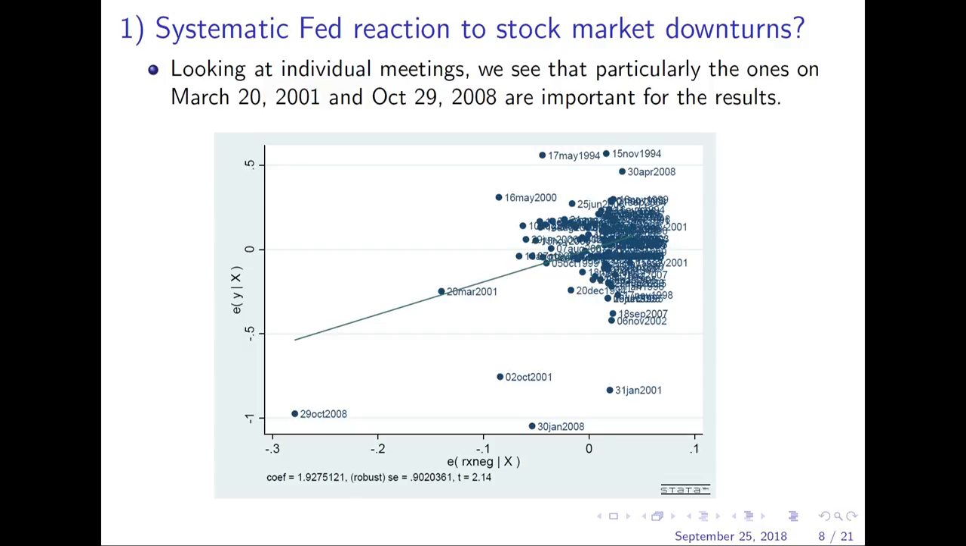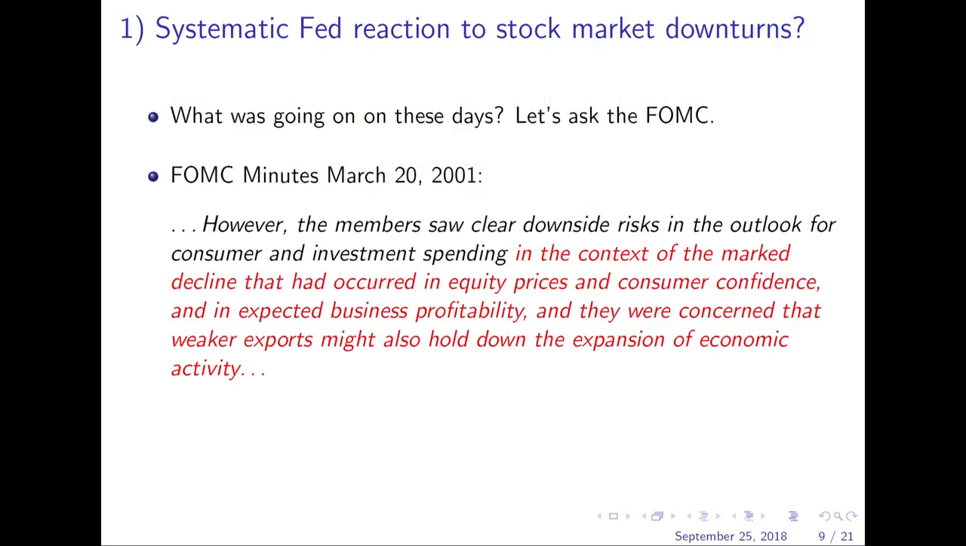So what was going on on those days? Let's ask the FOMC. Just reading from the FOMC minutes for March 20, 2001, we see that the members saw clear downside risks in the outlook for consumer investment spending in the context of the market decline that had occurred in equity prices and consumer confidence and in expected business profitability. And they were concerned that weaker exports might also hold down the expansion of economic activity.